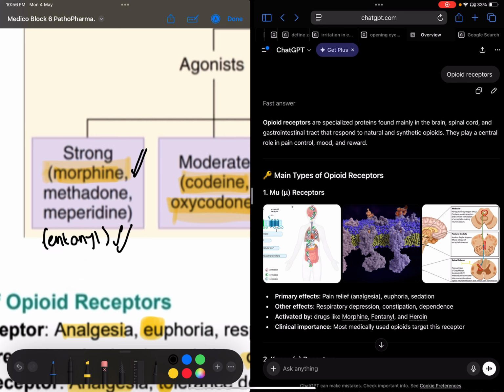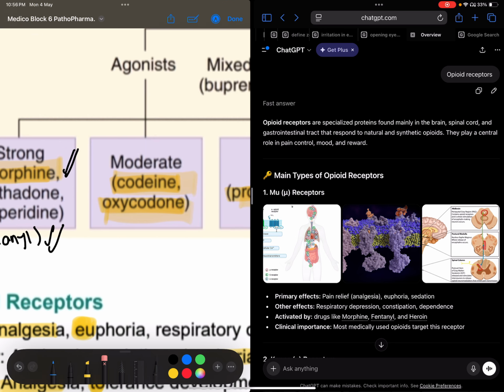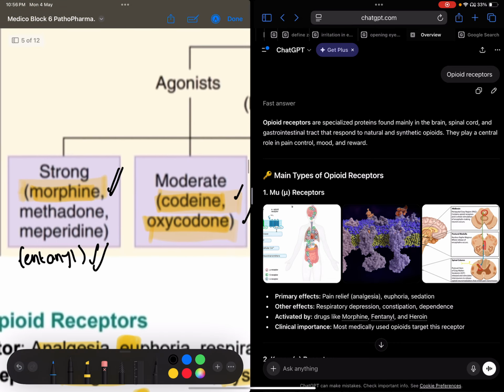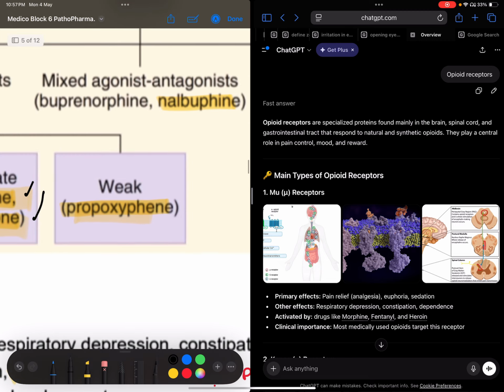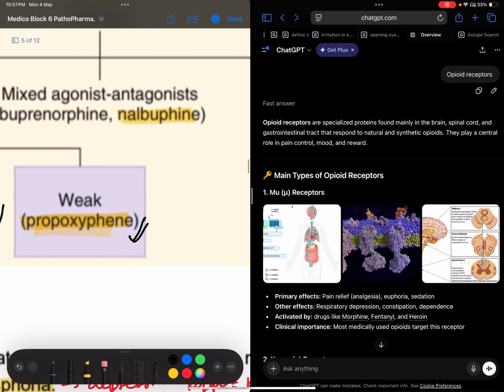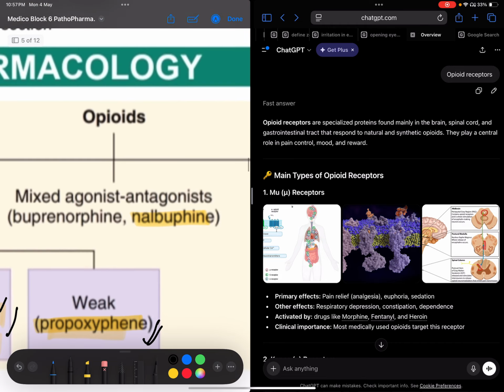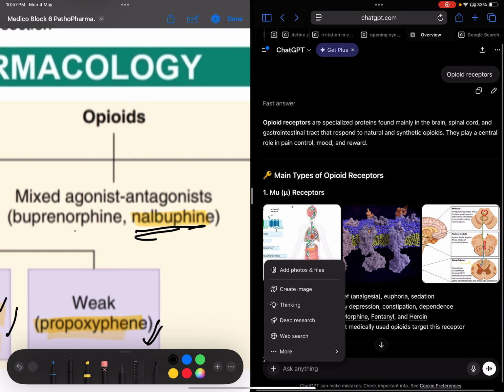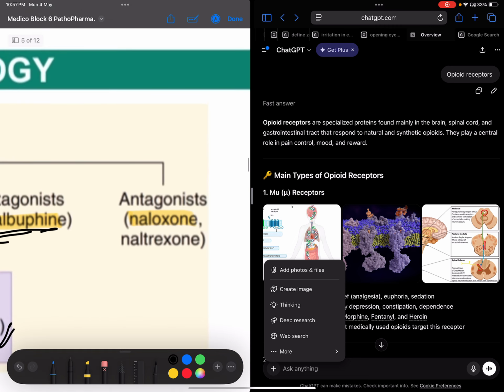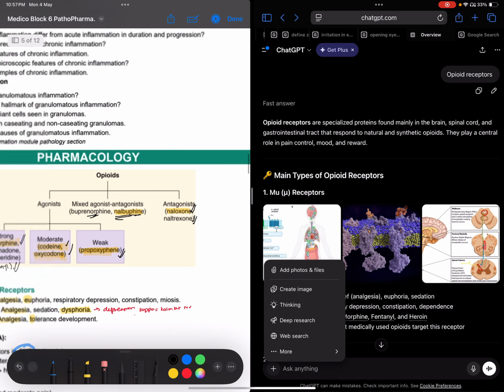But in the body, you have morphine, methadone, meperidine. The names might sound difficult to pronounce, but it's okay. Then in moderate you have codeine and oxycodone. So morphine, then codeine and oxycodone, and then propoxyphene. Then you have a mixed agonist and antagonist. In that you have nalbuphine, buprenorphine, and something starting with N as well that I'll tell you next. Then you have antagonists, very important. Remember naloxone and naltrexone.